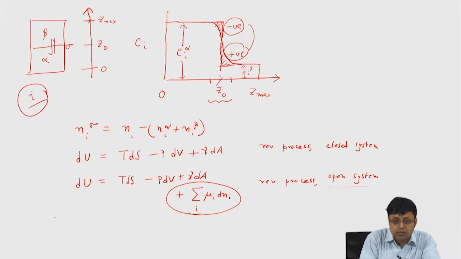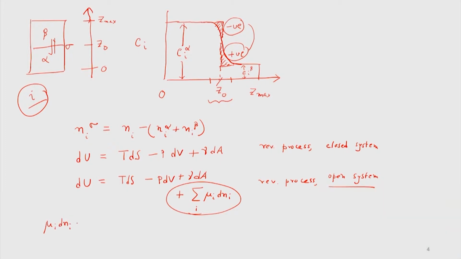So, we know mu i dNi. If you ask the question, what is mu i dNi? Mu i will be the chemical potential, but we have to define the chemical potential of which phase. Now, when equilibrium has been attained, you can always say that the chemical potential of a particular constituent, which we are denoting as i here, will be the same in all the phases. So, mu i of alpha will be equal to mu i of beta will be equal to mu i of sigma, which means now we can just write it as mu i.